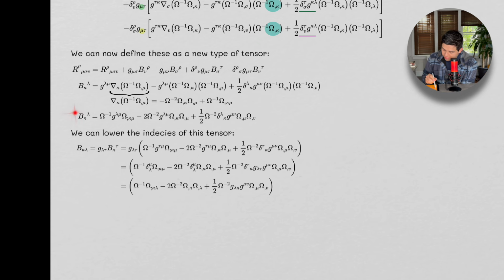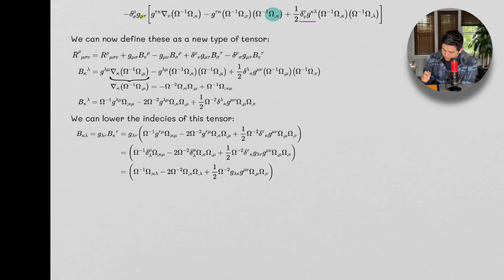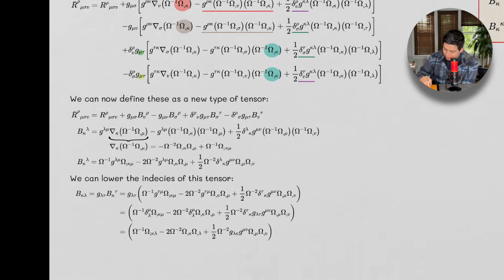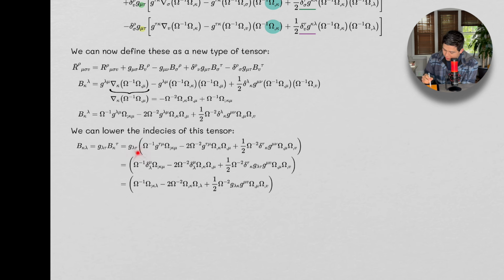Okay, so we have this here. We can lower the indices of this tensor. When we lower the indices, we're just multiplying by the metric, and that's what we're doing up here. When we multiply by the metric, we get this, and then we get this guy right here. All right, we're almost there.